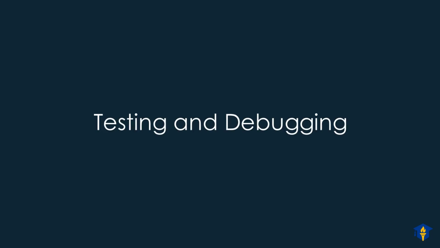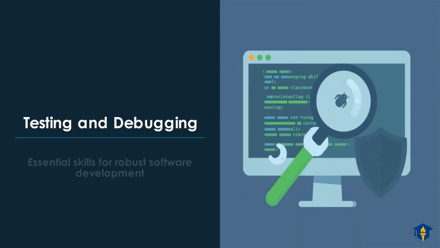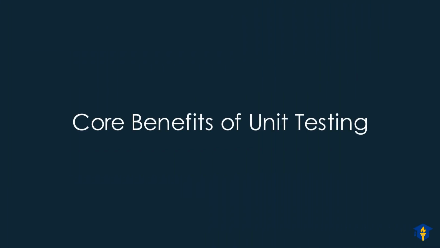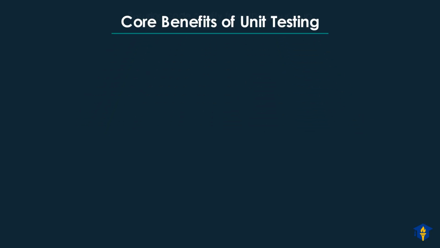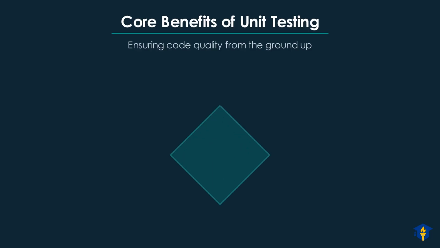Welcome to our module on testing and debugging, crucial skills for developing reliable software applications. These are truly essential skills that ensure you build robust and high-quality software from the start. Let us begin by exploring the core benefits that unit testing brings to your development process. It is a fundamental approach for ensuring excellent code quality right from the initial stages of development.